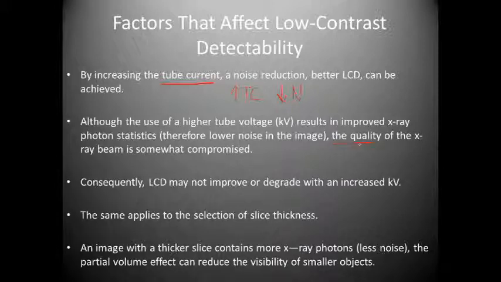And so what we see here is that basically you harden the beam. Consequently, low contrast detectability may not improve, or may degrade, with increased kV. So if you increase your kV, you hopefully are going to decrease noise, but you also may decrease the low contrast detectability. The same applies to the selection of slice thickness. You may increase slice thickness, which will hopefully reduce noise, but it will decrease the amount of low contrast detectability that you have. An image with a thicker slice contains more X-ray photons, which means less noise. The partial volume effect can reduce the visibility of small objects, though, and so you may actually not improve yourself at all.